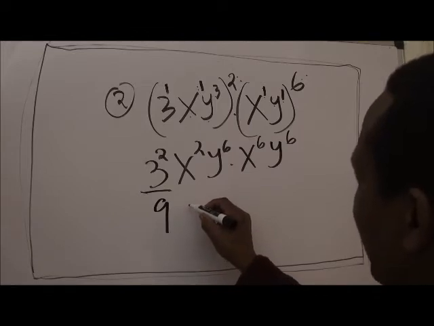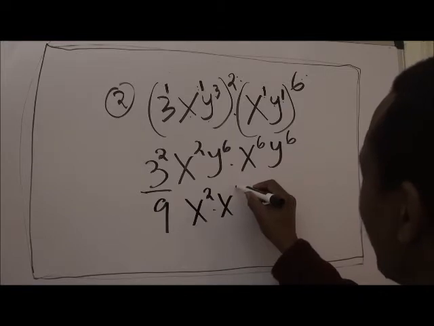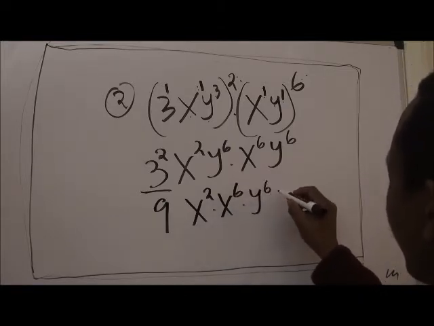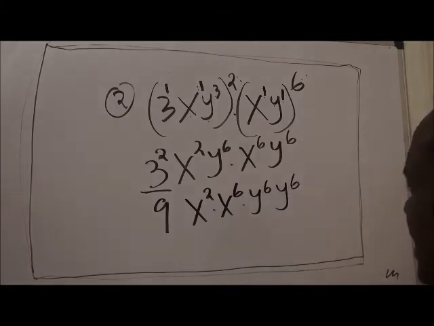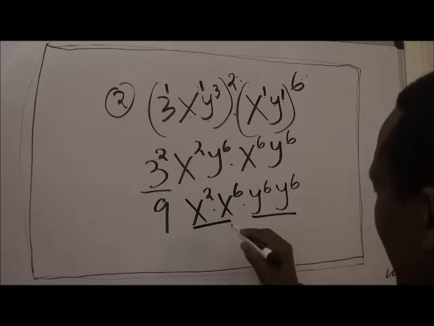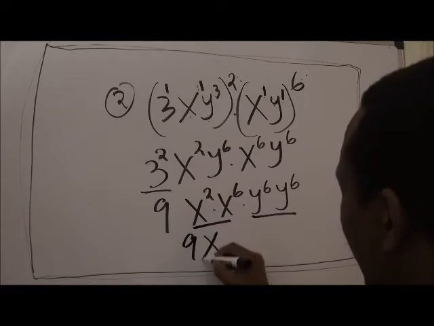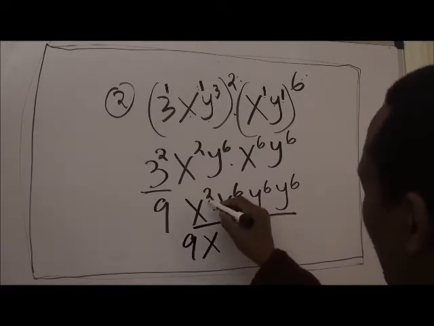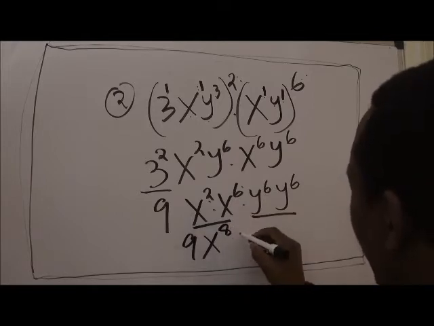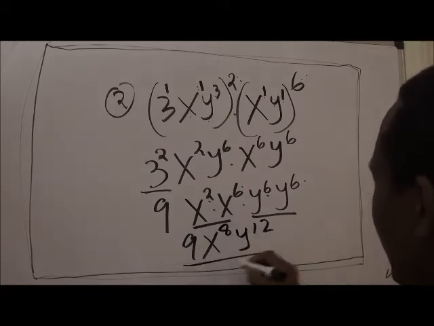And then I bring the like terms together: you get x to the power 2, x to the power 6, and then y to the power 6, y to the power 6. Now, to bring this together, remember, when you multiply numbers, you add the exponents, so it becomes 9, x: 2 plus 6 gives me 8. And then y: 6 plus 6 gives me 12. And that is your answer.